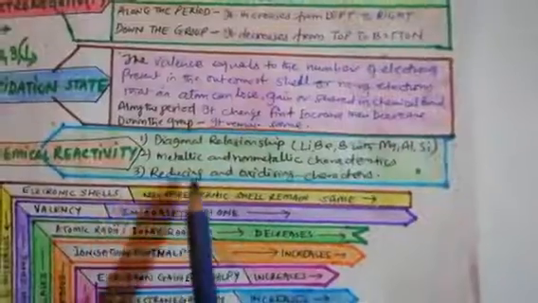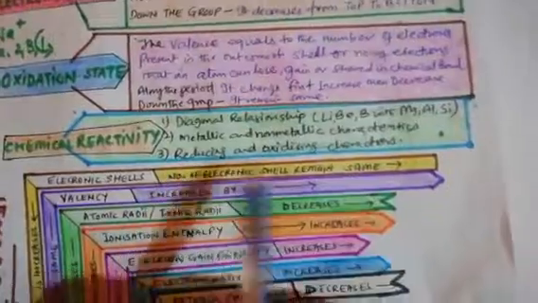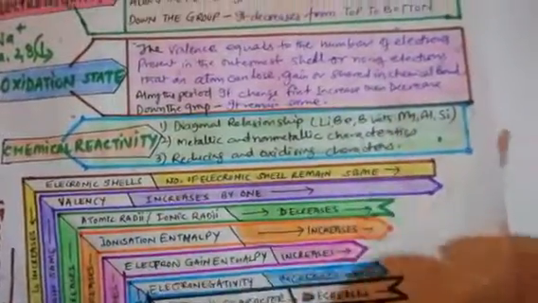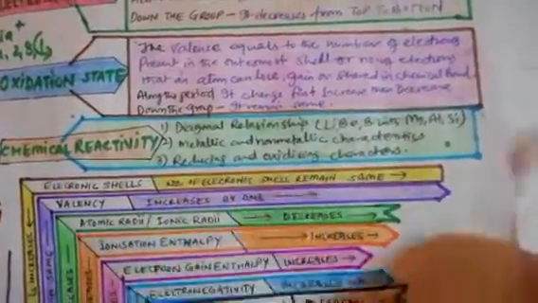The last property is reducing and oxidizing character. Loss of electrons is called oxidation. Those metals which lose electrons are called reducing agents, and on the other hand, the opposite are oxidizing agents.